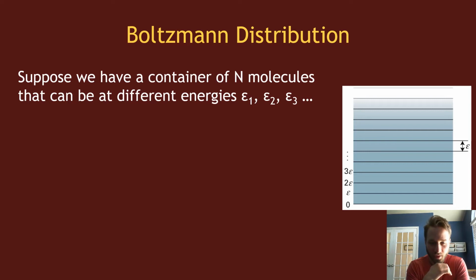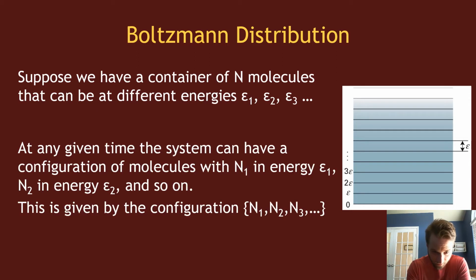But basically, what is Boltzmann statistics? The idea is, let's suppose we have some container of n molecules that can occupy different energy levels, and the energy levels are shown here. Each way we occupy those energy levels gives us a different configuration. That configuration has a different energy. There's a variety of different energy levels we can occupy.